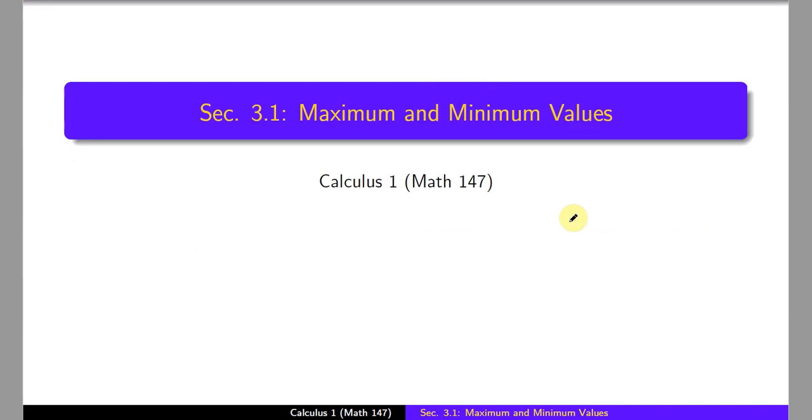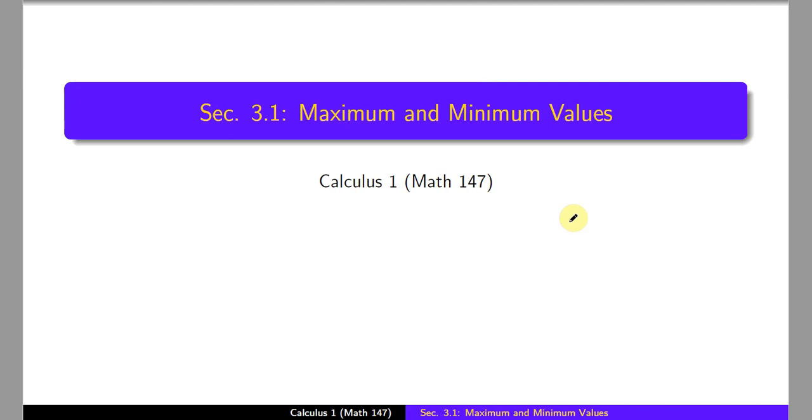We're going to begin our study of Chapter 3. In Section 3.1, we're going to be talking about maximum and minimum values. Just to give you an idea of what Chapter 3 is going to be about, a large portion of Chapter 3 is going to be about looking at how the first and second derivative give us information about what the graph of a function looks like and what its behavior is.